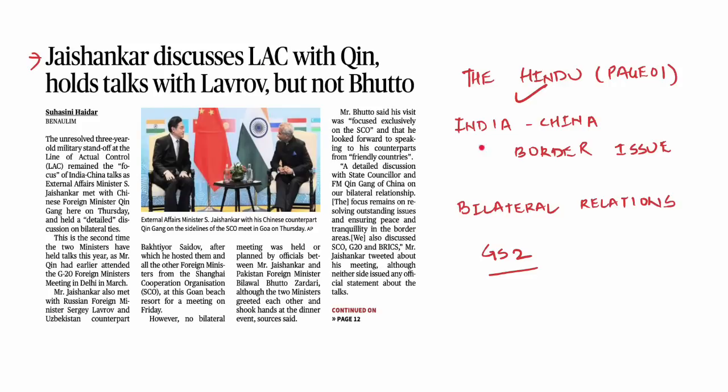Now, this topic becomes important because in the GS2 syllabus, bilateral relations of India are mentioned. And the two governments, that is the Indian and Chinese armies, have in the past conducted 18 rounds of military talks to end the border war. Now the border dispute has been apparent and is primarily divided into the western and the eastern sector.